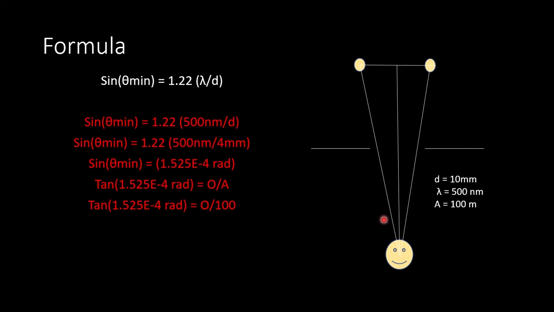Now we know it's 100 meters away. 100 times the tangent of our angle is equal to the opposite. That opposite is equal to 0.015 meters. And we're going to multiply that by 2 because we have twice that distance, which gives us roughly 30 millimeters.